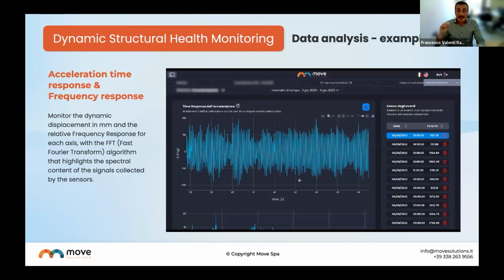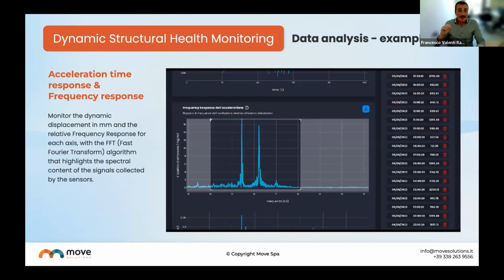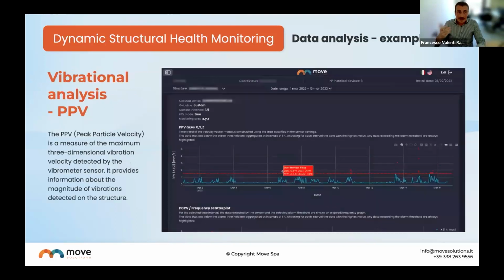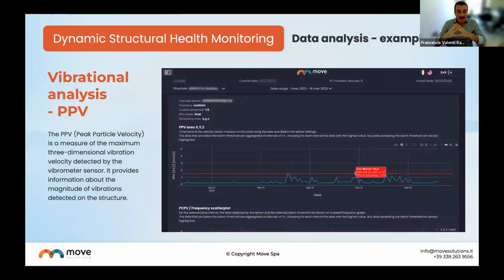Each event that the device measures is then represented by 3 graphs that describe the acceleration in milli-G for each axis. Also, we have the fast Fourier transform for the raw data and for each measure from the accelerometer. Then, to pass to the vibrational part, to the vibrometer, we have the PPV, the vibration analysis of the peak particle velocity of the vibrometer.